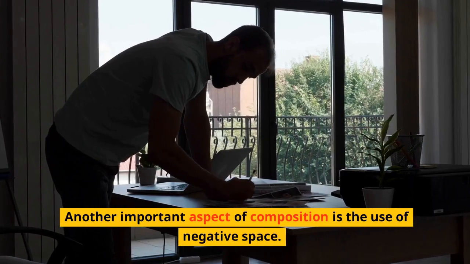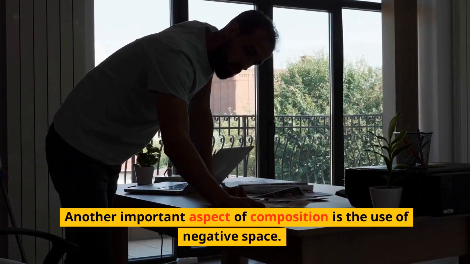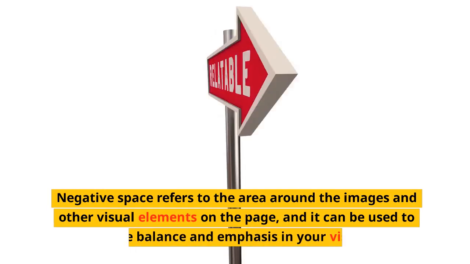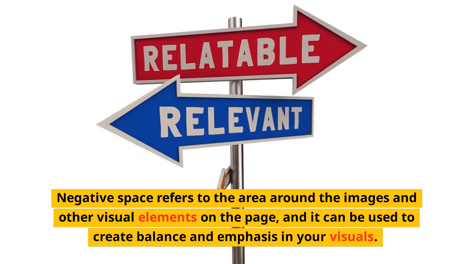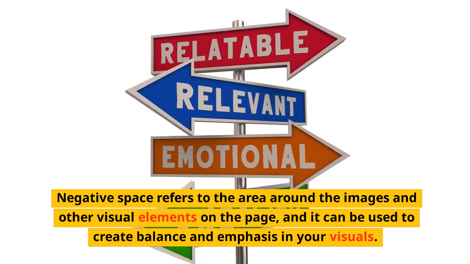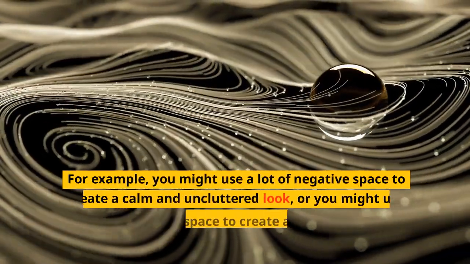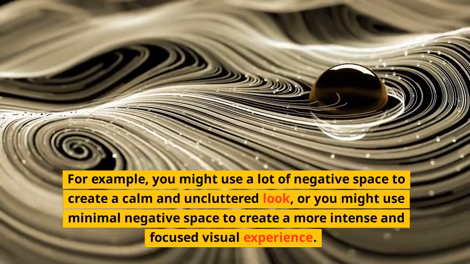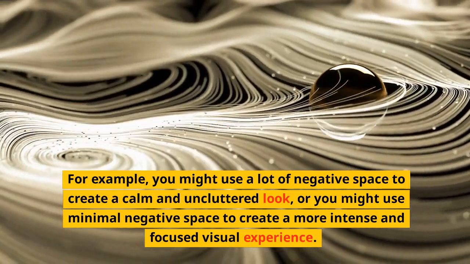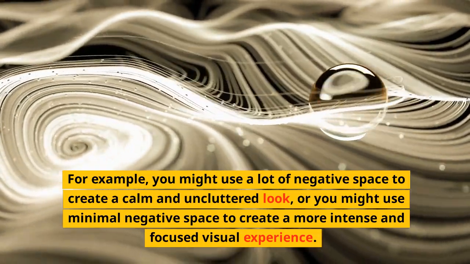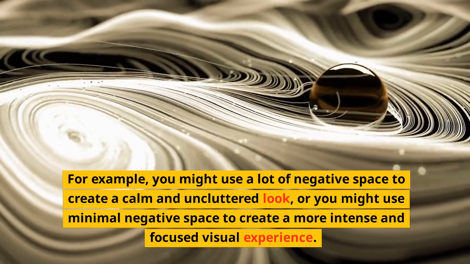Another important aspect of composition is the use of negative space. Negative space refers to the area around the images and other visual elements on the page, and it can be used to create balance and emphasis in your visuals. For example, you might use a lot of negative space to create a calm and uncluttered look, or you might use minimal negative space to create a more intense and focused visual experience.